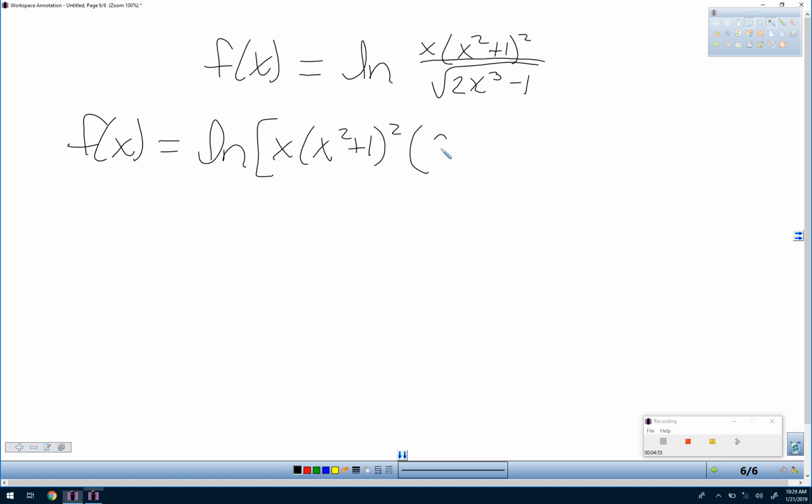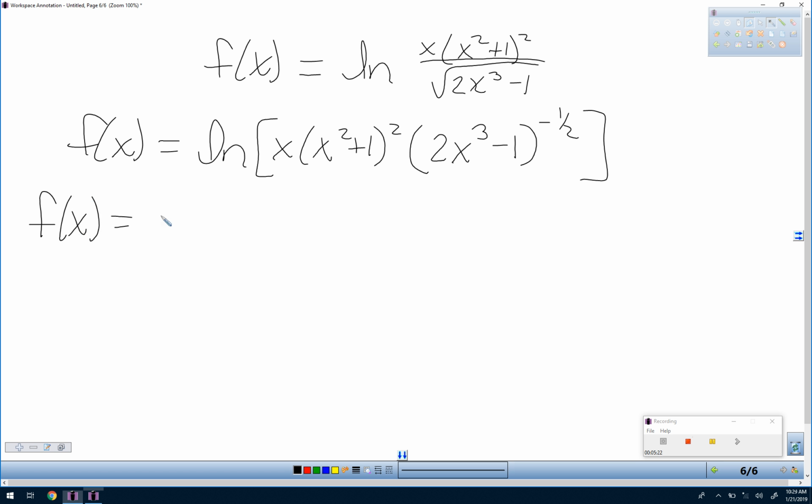And then in parentheses, this would be 2x cubed minus 1, and that would be to the negative 1/2 power. And so now I'm going to use my pre-calc properties of logarithms to expand this logarithm, because could you imagine how to take the derivative of this? That's a huge chain rule function composition, this function inside of that function. So I'm just going to rewrite this using a pre-calc topic.